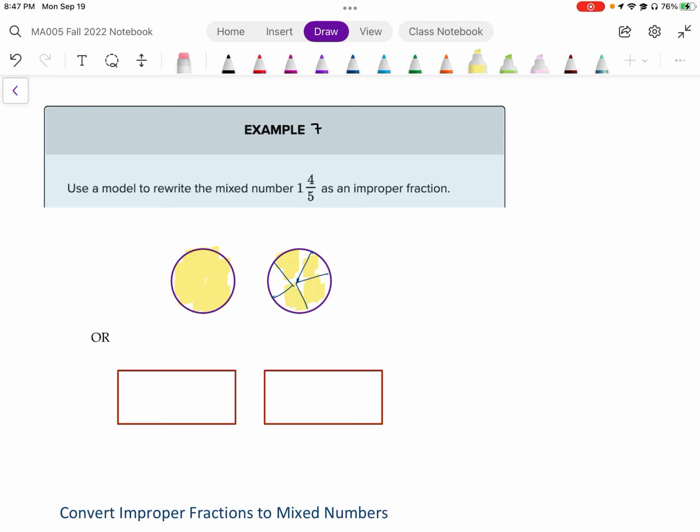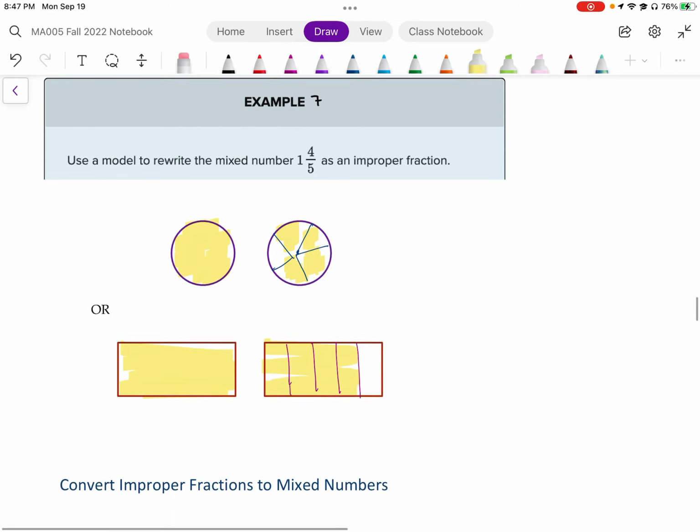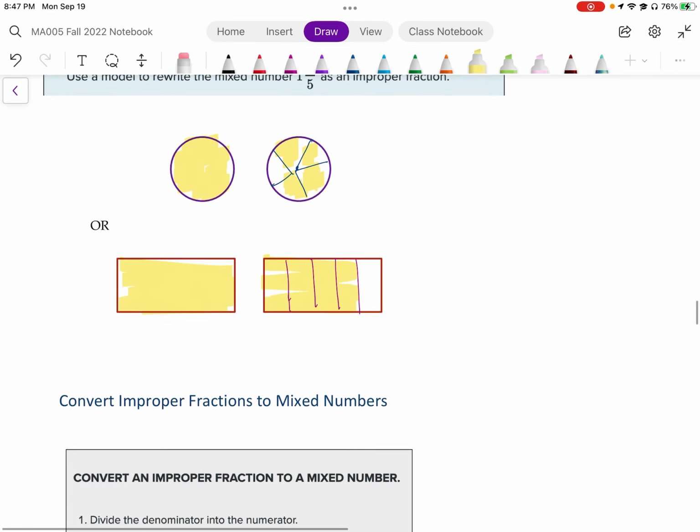All right, so again, I'm going to do the same thing down here. There's my 1. And when you're doing this by hand, it's just easier to do it like this. 1, 2, 3, 4, 5. So there's 5 sections there. I'm going to color in 4 of them. Okay? All right, so that's 1 4/5.